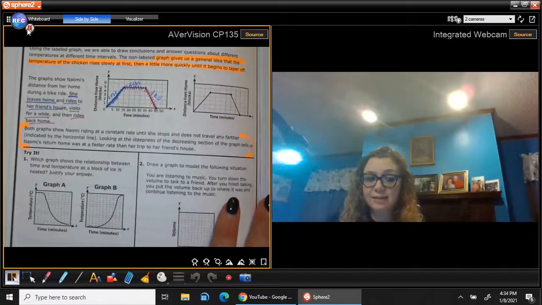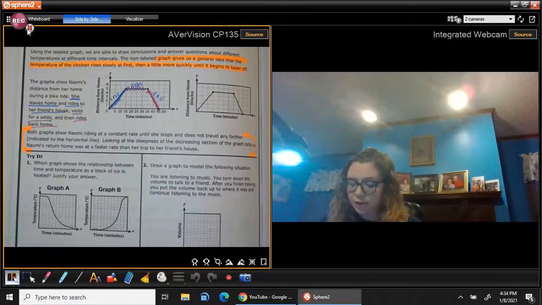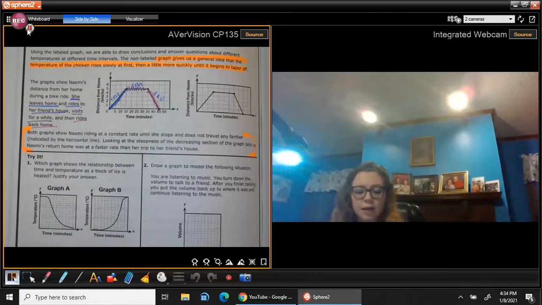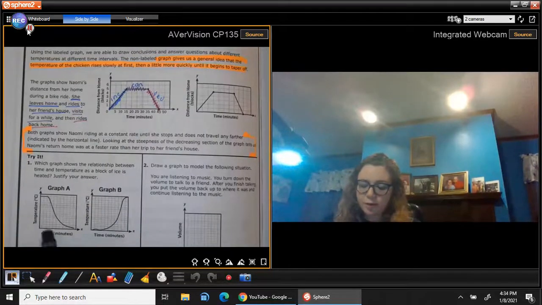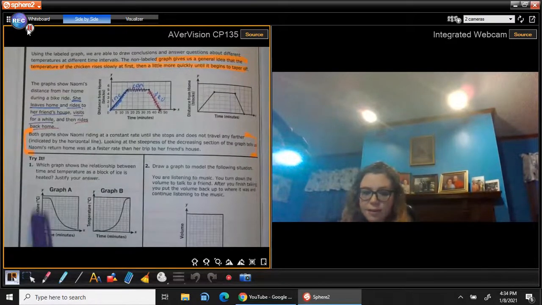These are fun. I really like these. So, number 1: which graph shows the relationship between the time and temperature as the block of ice is heated? I want you to pause this video and tell me what you think. Which one do you think represents this scenario? Again, I want you to read: this is the time and this represents the temperature.